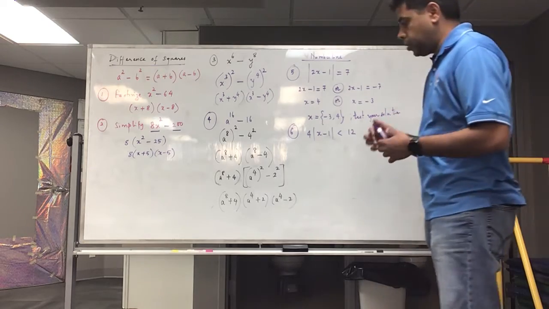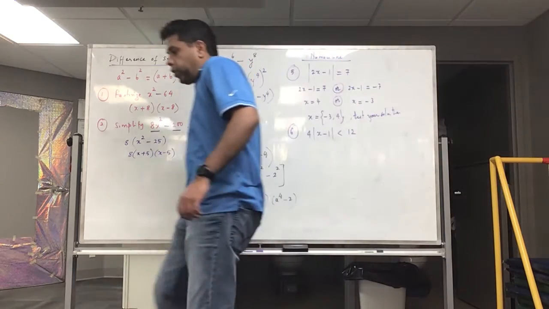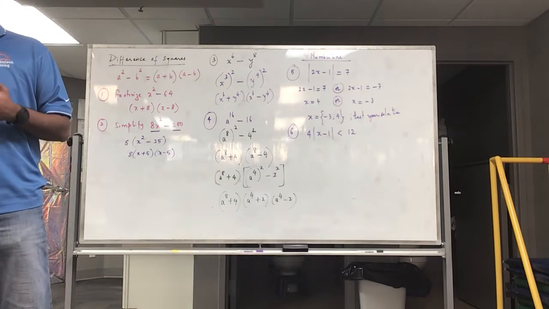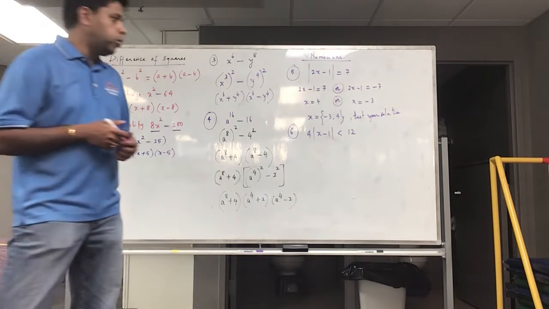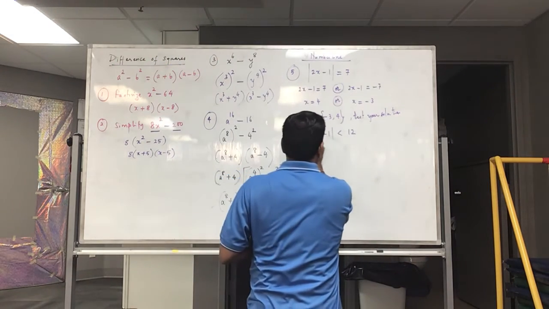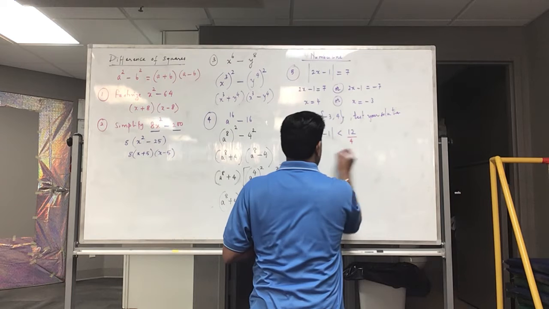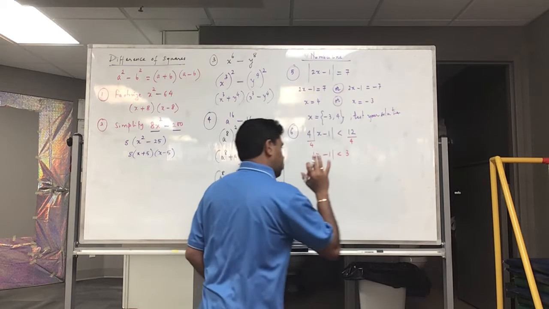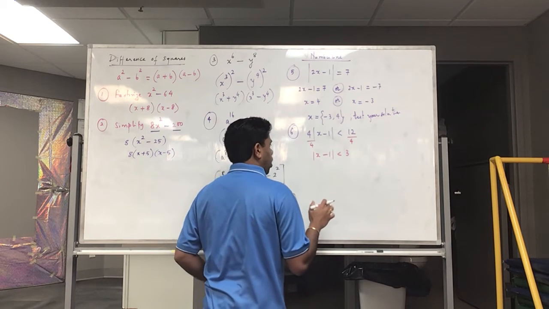Now, I want you guys to listen to this. When you have an absolute less than inequality, the first thing you have to do, of course, to get rid of this 4 here, is divide by 4, that's the easy step. Absolute of x minus 1 less than 3. This is called a compounded inequality.